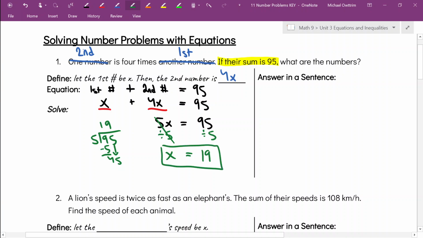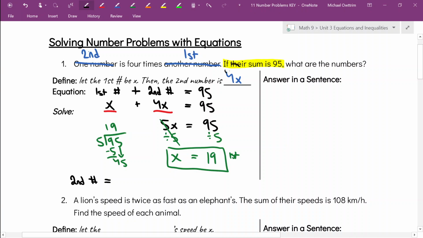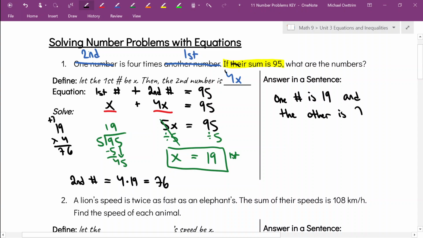So that's my first number. However, I do need to still calculate my second number. My second number, I said, is 4 times that. 4 times my 19. And we can, again, not be afraid to long multiply if you need to. 4 times 9 is 36. 4 times 1 plus 3 is 7. So I could say my second number is 76. And let's answer that in a sentence. We'll say one number is 19, and the other is 76.